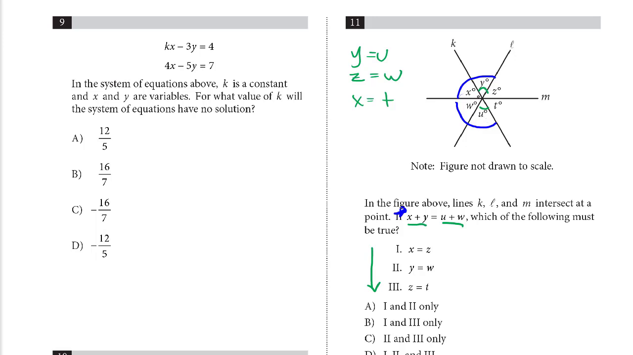But how about x and u? I don't know the relationship of x to u. I don't know the relationship of y to w. They're not vertical angles, and they're part of the sum. So I can't say right away x equals u, we just don't know. Y equals w, we don't know. Keep that in mind because that might help us. Also, if these double angles are congruent, I know the opposite angles, z and t, must also be congruent. So it must be true that z equals t.